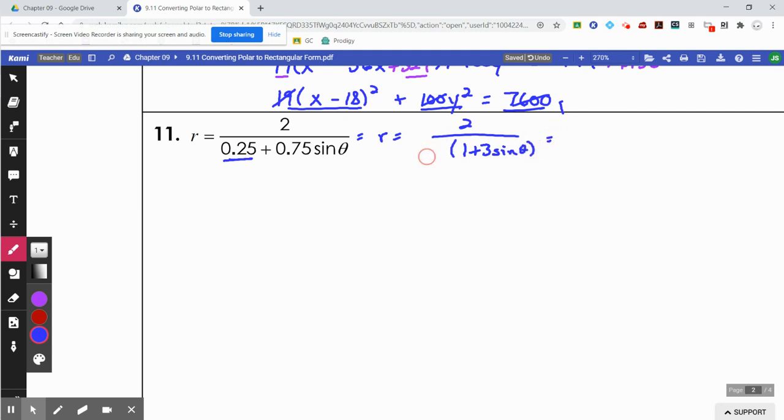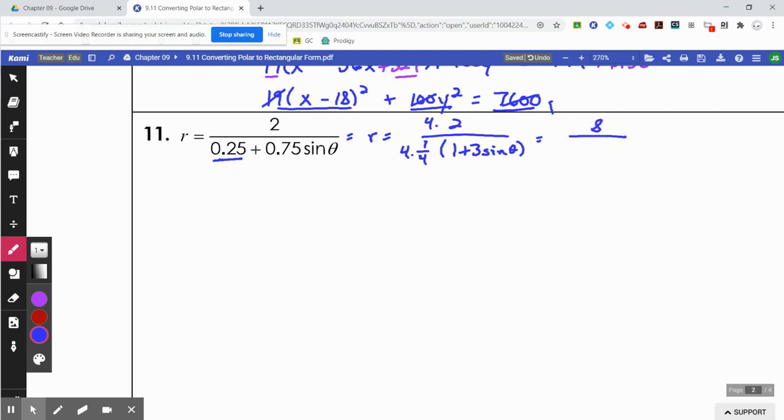0.25, if you write that as 1/4, it cleans up a whole lot better, because to get rid of that 1/4, we're going to multiply top and bottom by a 4 instead. So that gives you 8 on top and 1 plus 3 sine theta on bottom. So I have an eccentricity of 3, so therefore this should be a hyperbola.